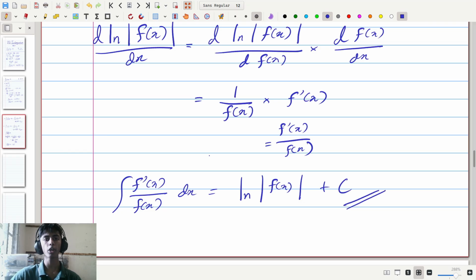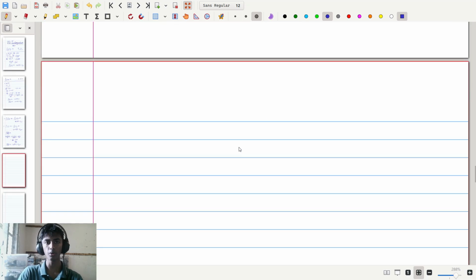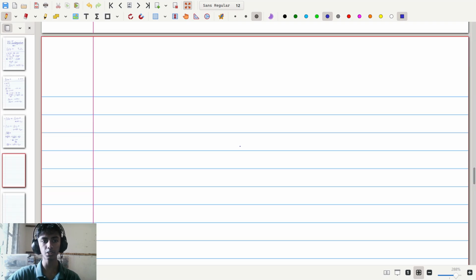We are going to be using this identity in order to find the integrals of tan x, cotangent x, secant x and cosecant x. Previously, with our basic rules, we were only able to find the integral of sin x and cosine x, but now with this rule, we can find the integrals of the other 4 trigonometric functions. So let's go, starting off with the tangent of x.